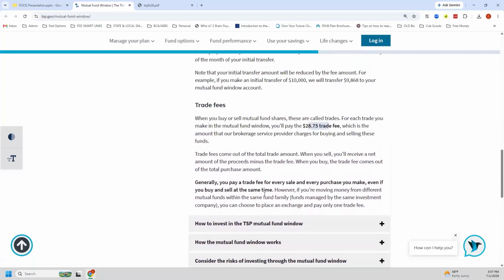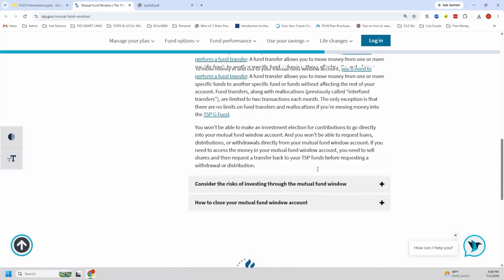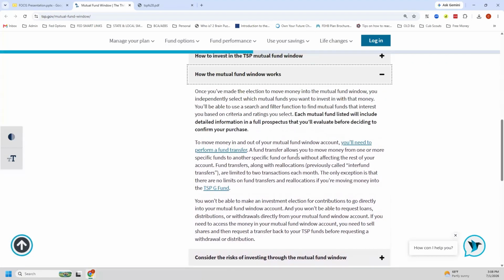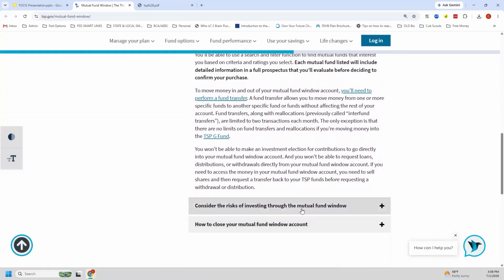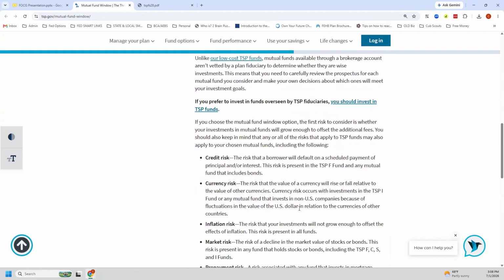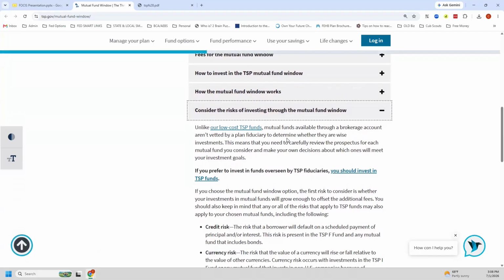And then we've got the other trade fees, which will come out with the additional fee of the trade that they'll do. And so how does it work? Again, they pass through. But all these different questions are within the TSP. This might actually be really helpful for you when you're talking with employees, when it says consider the risks of investing through the mutual fund window.